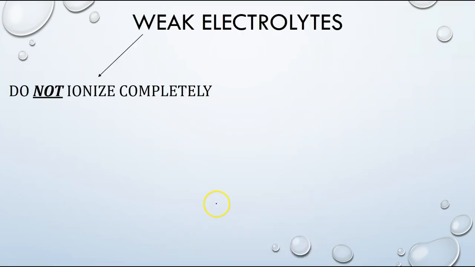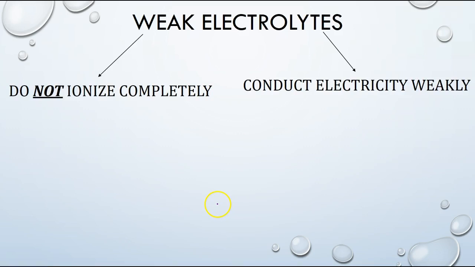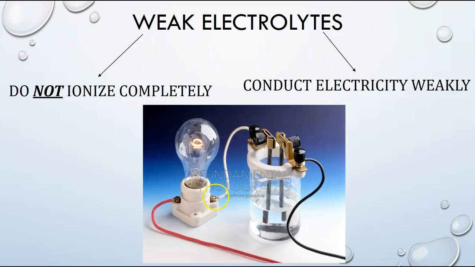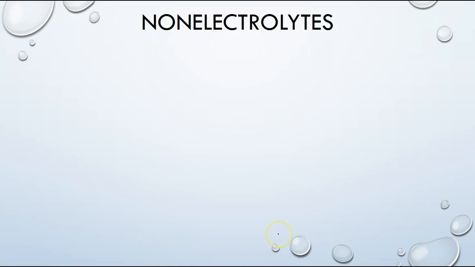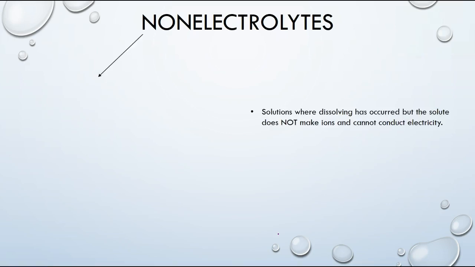Weak electrolytes, on the other hand, do not ionize completely, and they conduct electricity weakly. So you'll notice, here we go, but look at how less bright that light is than the one that we just saw. And you will also notice down here at the bottom, it looks like there might be a little bit of solid down there. Non-electrolytes, now these are things that will not conduct electricity. So when we're talking about electrolytes, we're talking about ionic bonds. So things that are completely soluble are going to be strong electrolytes, things that are slightly soluble are going to be weak electrolytes, and things that are not soluble are going to be non-electrolytes.